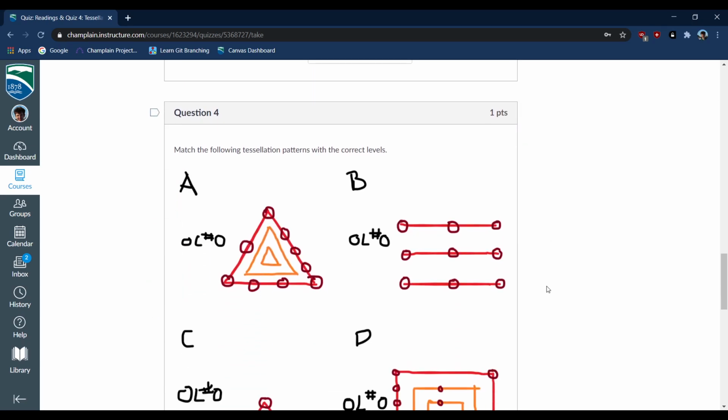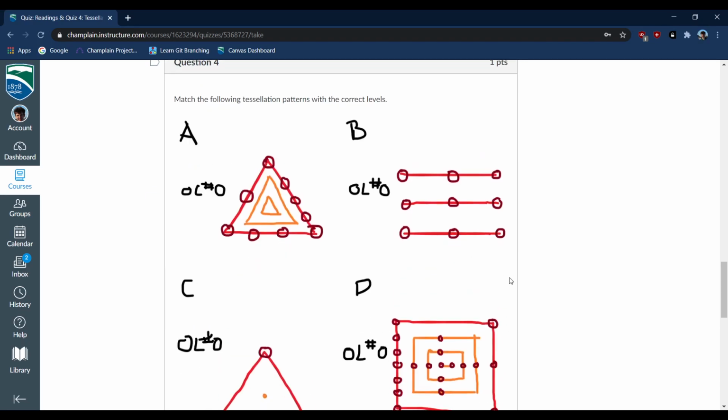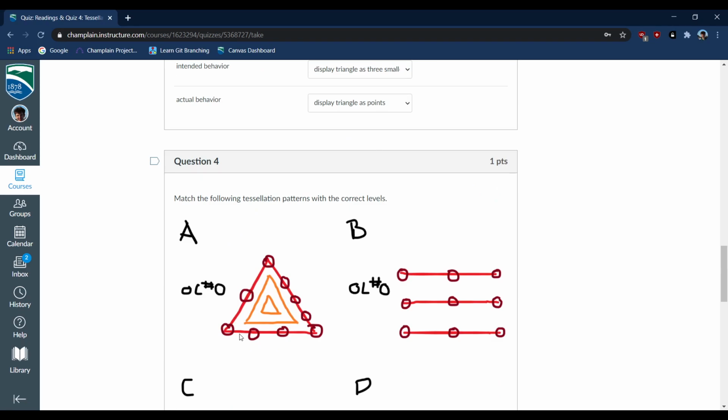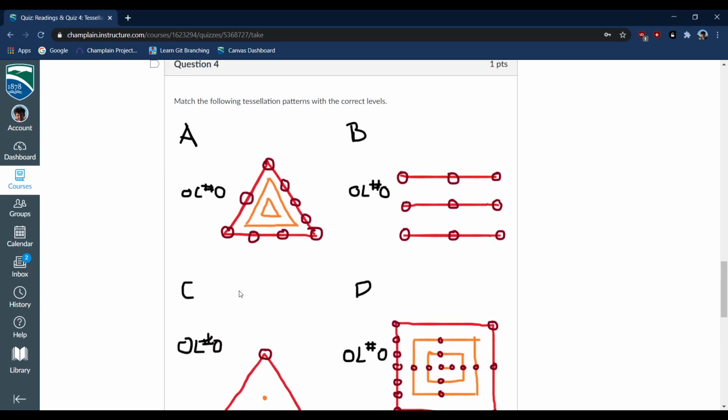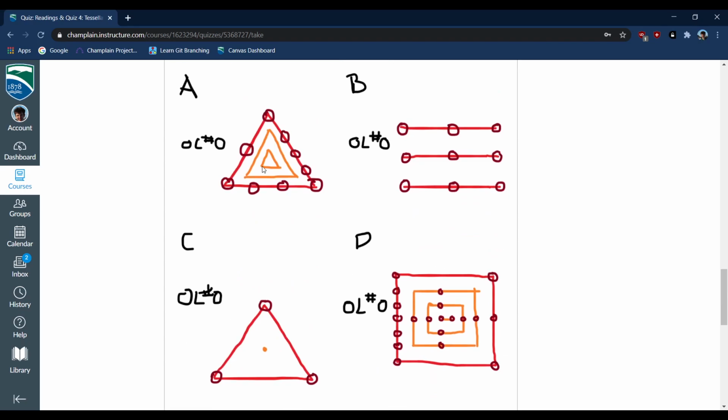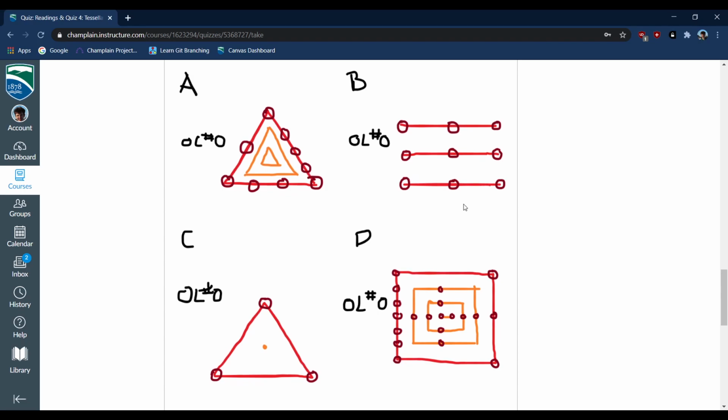Match the following tessellation patterns with the correct levels. So I said 2, 3, 4, which is 1, 2, 1, 2, 3, 1, 2, 3, 4. And I said the inner level is 5 because I don't think the inner level is non-existent, and there's 2, 3, 4 options. So it kind of has to default to that one as 5. And I remember 1 is a triangle, 3 was a triangle with a point, and then 5 is like 2 triangles or something.